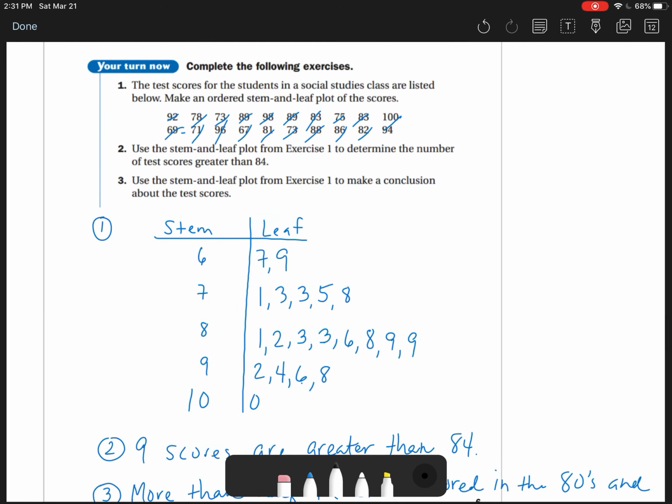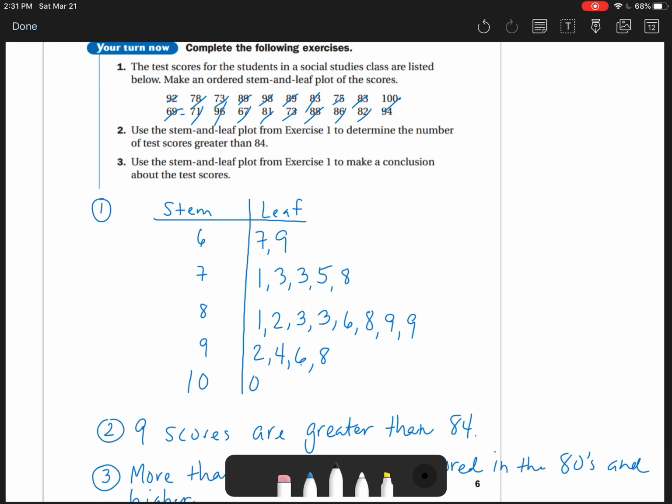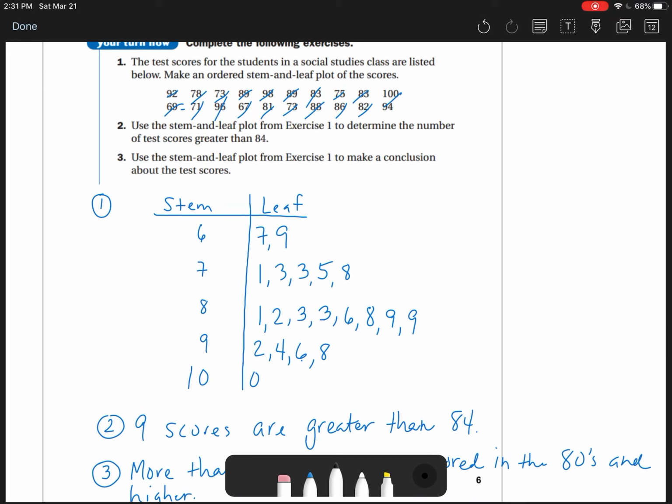Okay, this problem here: the test scores for the students in the social studies class are listed below. Make an ordered stem and leaf plot of the scores. So there's your stem and leaf plot.